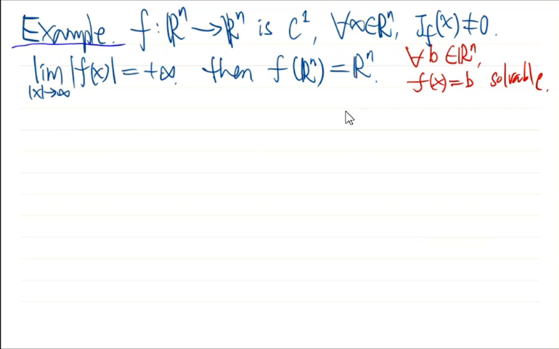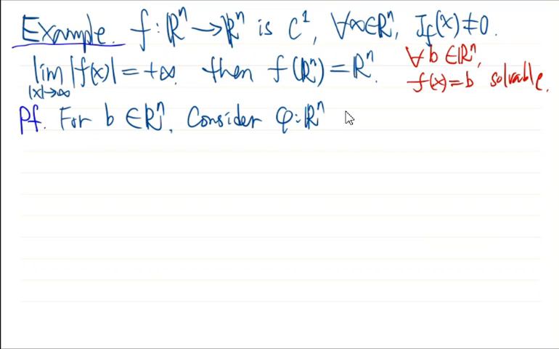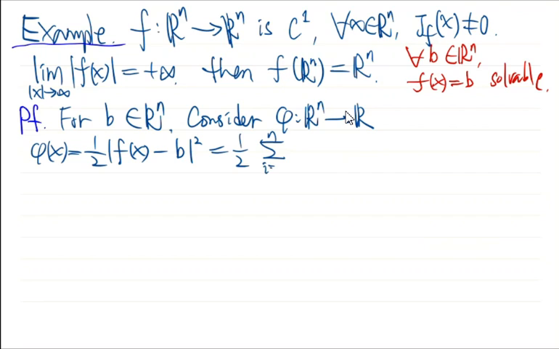Now, we prove this result, and the idea will be used later in our study of the inverse function theorem. So it's good for us to have a look at this idea. For any b in Rn, we want to find an x such that f(x) equals b. For this purpose, we consider a function phi defined in Rn. The value of phi is half of the distance from f(x) to b squared. That is half of the sum of (fi(x) minus bi) squared, where fi and bi are the components of f and b.